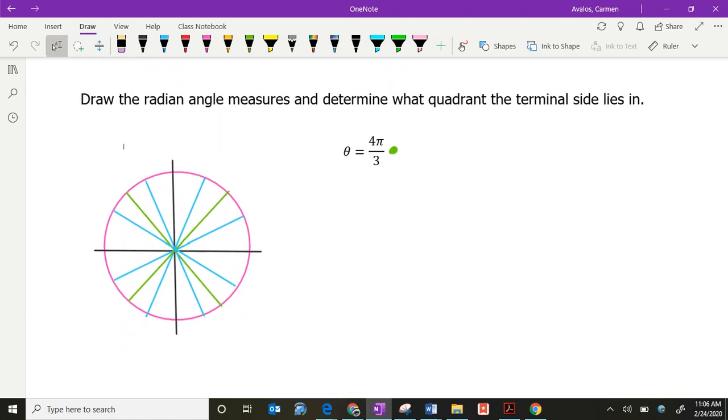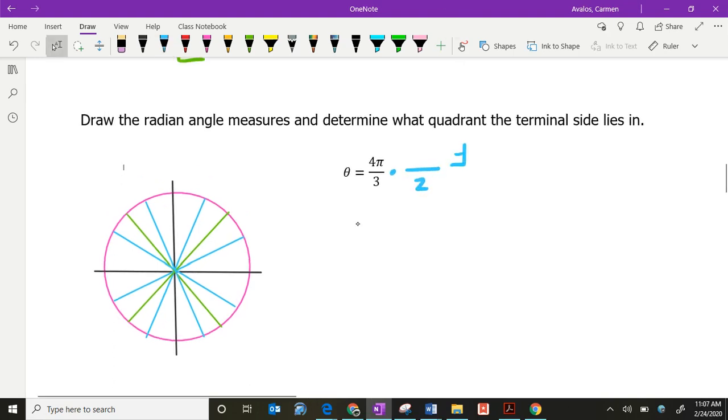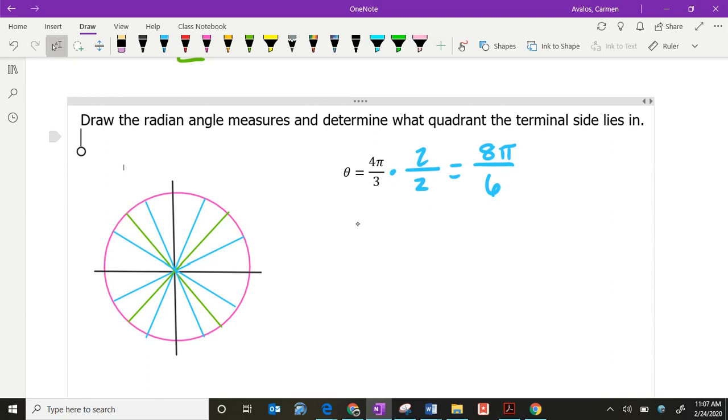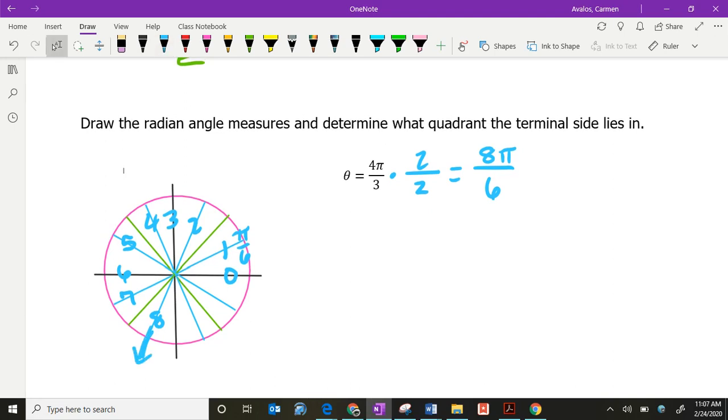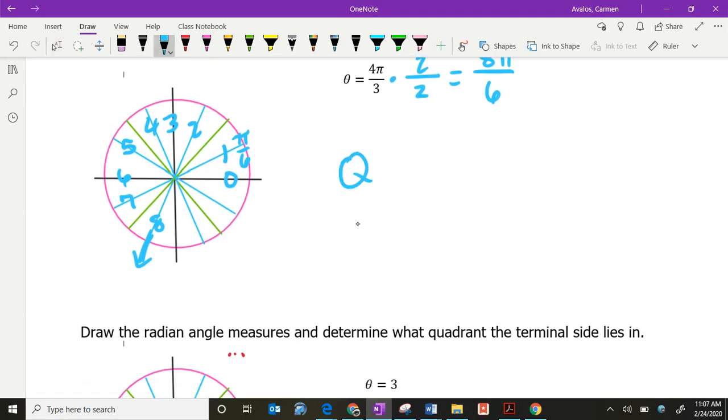And then here, this one is pi over 3. I am going to do that in blue. The pi's over 3s are counted with the pi's over 6s, so I need to change this to 6. I'm going to multiply the denominator by 2, and if I do it to the denominator, I have to do it to the numerator. So that's going to be 8 pi over 6. I'm going to count starting at 0: 1 pi over 6, 2, 3, 4, 5, 6, 7, 8 pi over 6. So that's this one right there, and that's going to be in quadrant 3.